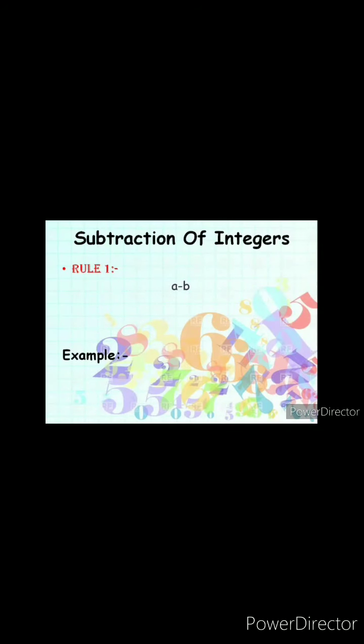Rule 1 for subtraction of integers. If you have to find a minus b, then we are going to write the original number a plus the additive inverse of the number which is after the minus sign, that is additive inverse of b. So a minus b is equal to a plus minus b. Additive inverse of b is minus b. Don't worry, there is no confusion. I have an example here.